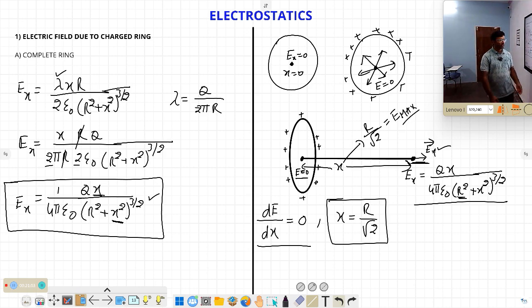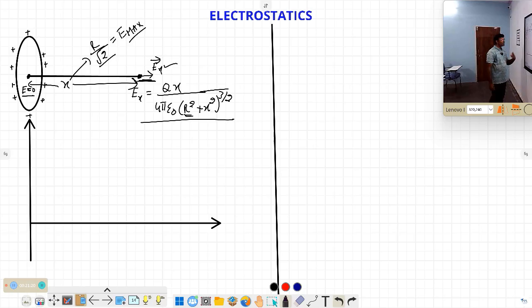That means at the center it is 0, and as we go away it increases and becomes maximum up to a distance of r by root 2 in x value, and after that it decreases again. So we have a graphical expression of this. That graphical expression we can discuss now. Now we will discuss the graph regarding this charged ring.